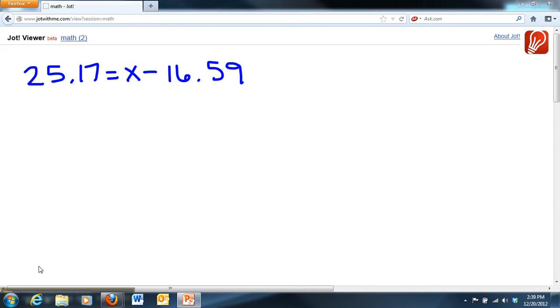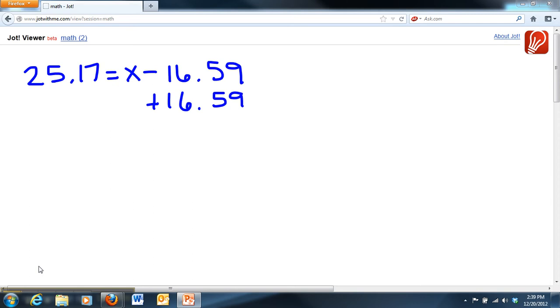And that value that it's equal to is what's going to make this a true statement when you plug it in for the variable x. So we look, and x is on the right side of the equation, and we've subtracted 16 59/100 from x. We want to undo that subtraction, and the way we undo that subtraction is through addition, because addition is the inverse of subtraction.